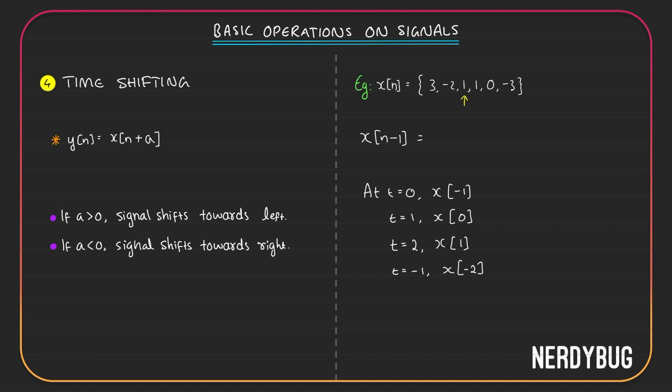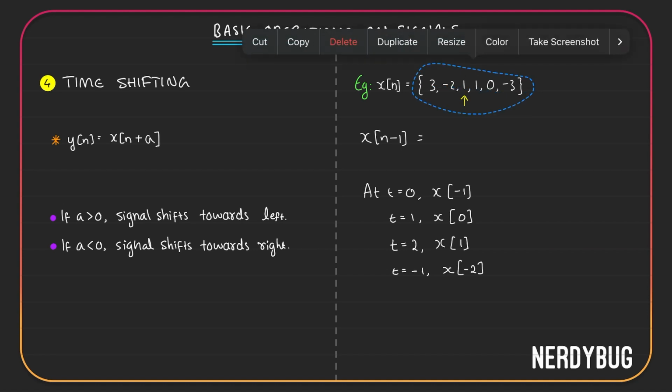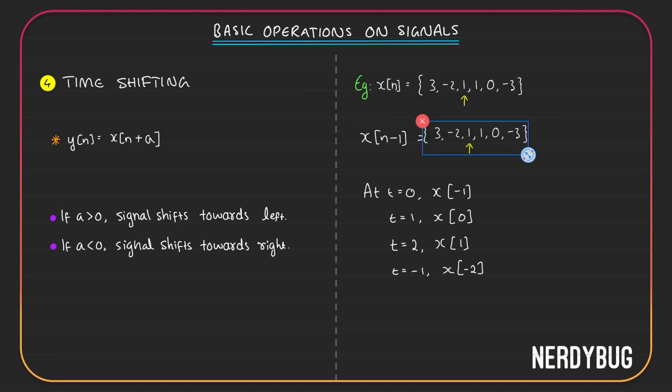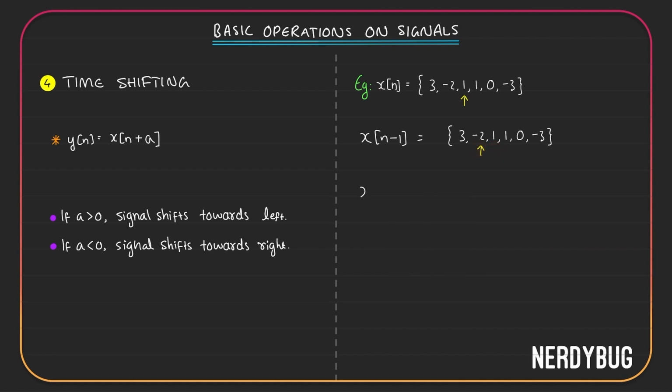The pattern is everything is shifted 1 unit forward. Minus 1 goes to 0, 0 goes to 1, 1 goes to 2, minus 2 goes to minus 1. Here also the whole signal shifts 1 unit towards the right. So I will take the same signal. It has to move 1 unit forward. So like this. The only difference that happens is the 0th term is not 1 anymore. It is minus 2.